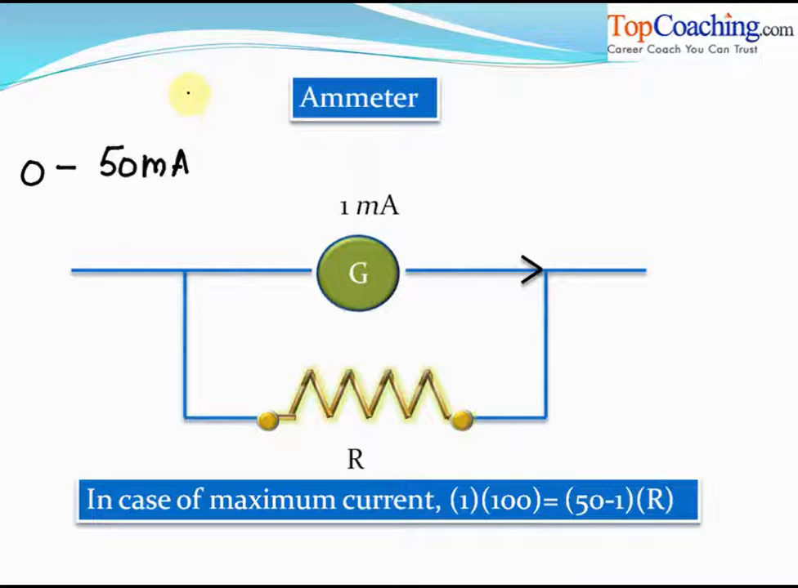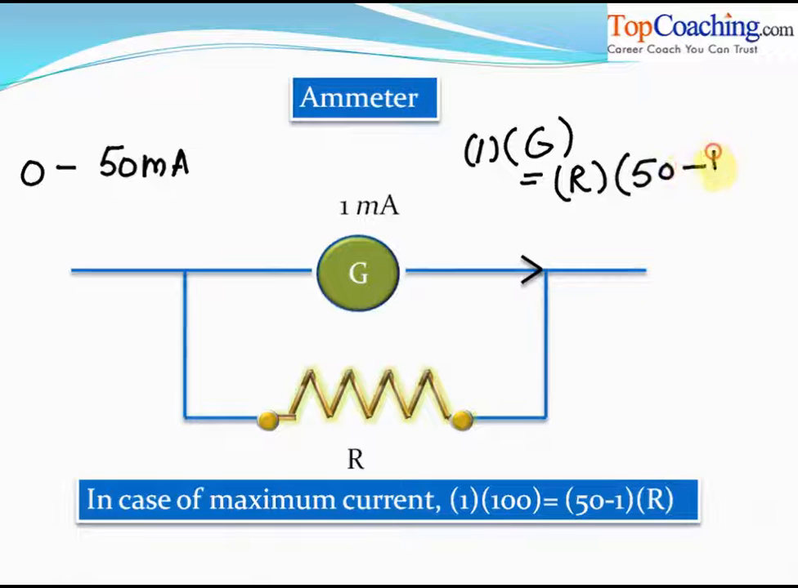What this means is that the ammeter will show a reading of 50 milliamperes when a current of 1 milliampere passes through the galvanometer, isn't it? Because the maximum ammeter reading will be when the maximum galvanometer reading will be. And because this is so, we can say that 1 milliampere into the resistance of the galvanometer is equal to the shunt resistance into (50 minus 1). You see, when 1 milliampere will be passing here, 50 milliamperes will be coming like this, and 49 milliamperes will be passing through the shunt resistance. So basically you can say that 1 into G is 49 into R, isn't it?